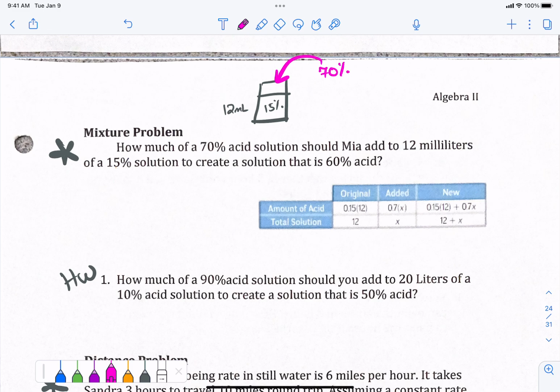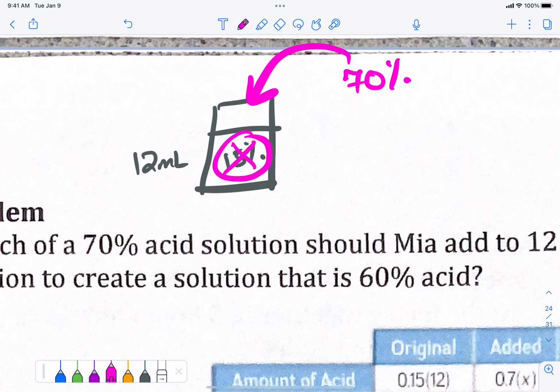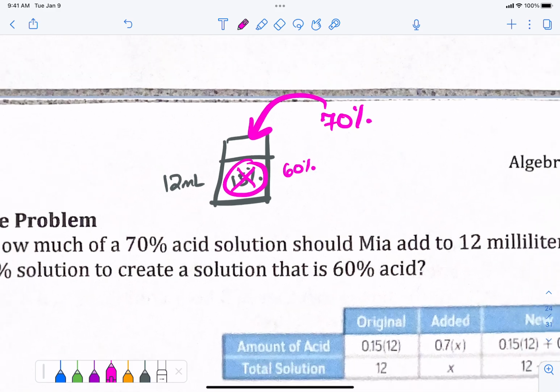We don't know how much we have to add, probably quite a bit though, because I want that 15% to now be 60%. To raise it from 15% to 60%, I would probably have to add quite a bit, right? It's already at 12 milliliters. I don't know how much I have to add, but I want it to eventually level out to be about 60% acid. That's what I want to have happen, okay?